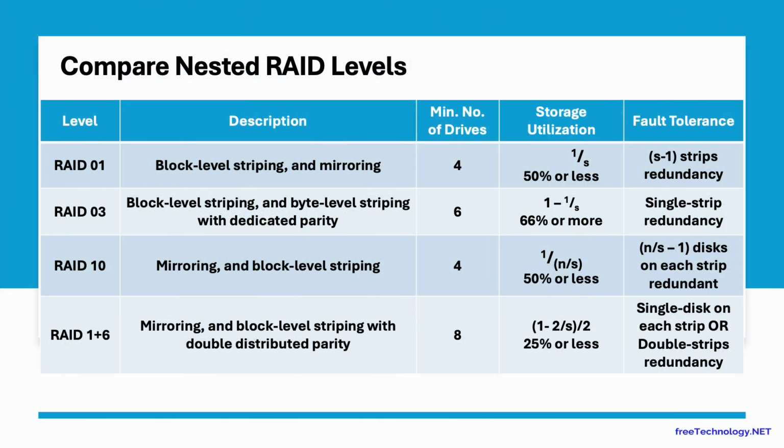Here you can find a short comparison on nested RAID levels. RAID 01 requires minimum 4 disks, and space utilization is 50% or less. RAID 03 requires minimum 6 disks, and space utilization is 66% and more. RAID 10 requires a minimum of 4 disks, with space utilization of 50% or less. RAID 1 plus 6 requires 8 disks minimum, and only 25% or less of the space will be utilized.